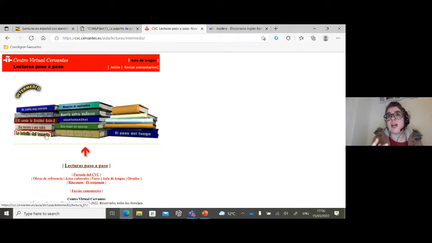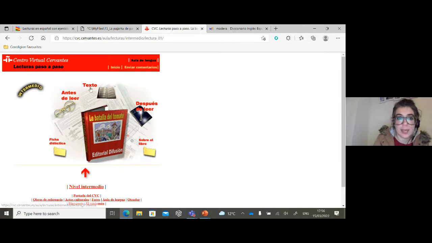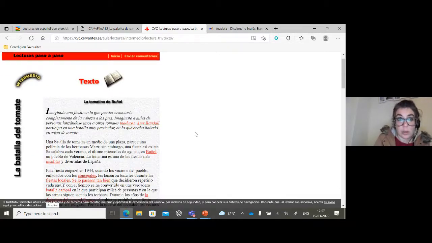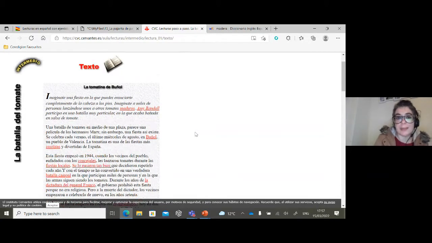Okay, so just pick one, and it's a good idea to just carry on reading for pleasure, and look at the words that are unfamiliar to you. It's a good way to develop your familiarity with the language. So I'm gonna open this La Batalla de Tomate. Okay, and here you got the text. You got some exercises that you can do before reading, after reading, and some information sobre el libro. So I'm gonna go straight to the texto, and it's quite interesting because it's on La Tomatina de Buñol. So it's the festival of the Tomatina that happens in Spain, in Buñol.